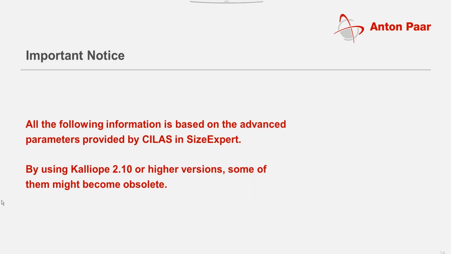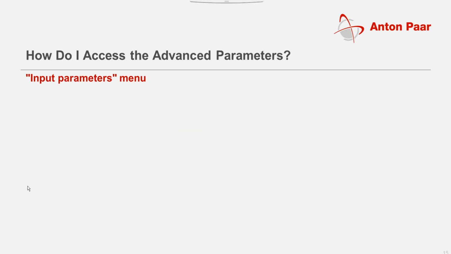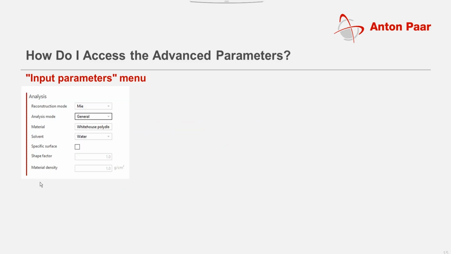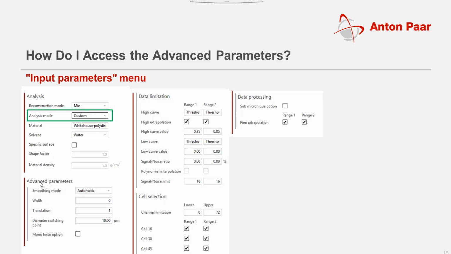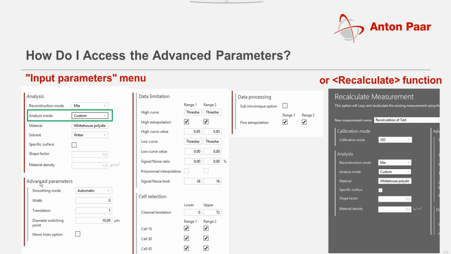What is important to know for you is that all of the following information is based on the advanced parameters provided by SILAS in SizeExpert. By using Calliope 2.10 or a higher version, some of them might become obsolete. You can have access to the advanced parameters already before the measurement. In the section Analysis Mode, you can select Custom Mode. Through this, you will have access to all available advanced parameters. You can also apply the advanced parameters after the measurement by using the recalculation function.